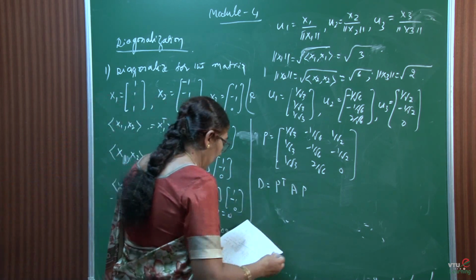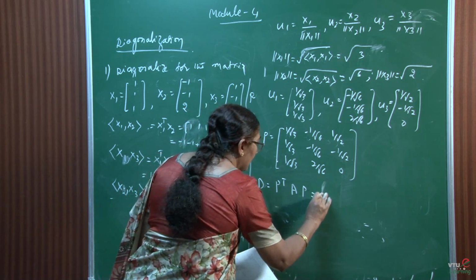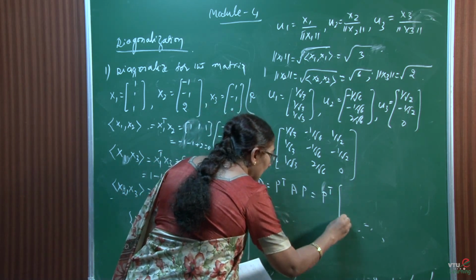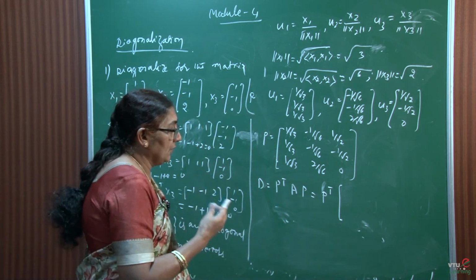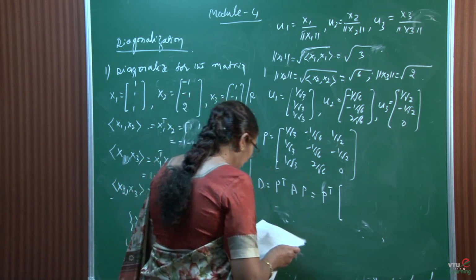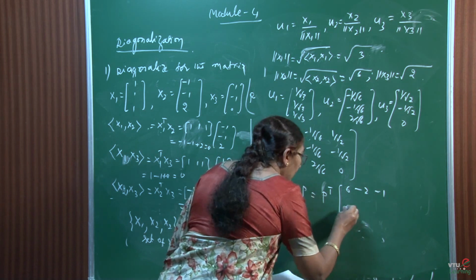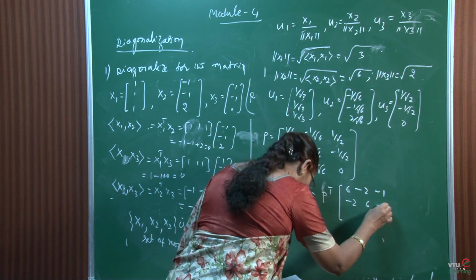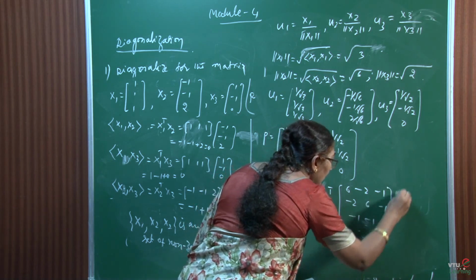Therefore, I will keep P transpose as itself, because at a time you can't multiply more than 2 matrices. Only possibility is 2. Therefore, first you substitute A. What is my A here? 6 minus 2 minus 1, minus 2, 6 minus 1, minus 1, minus 1 and 5, into P.